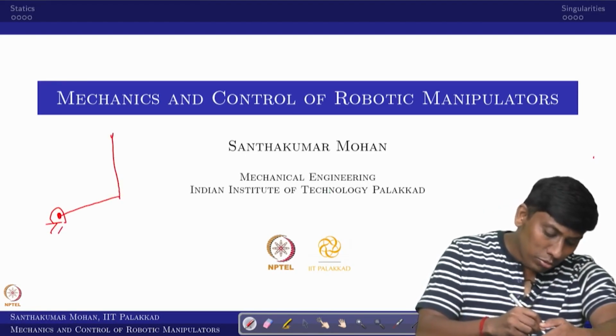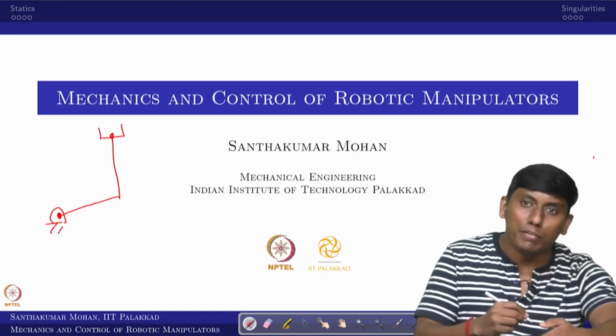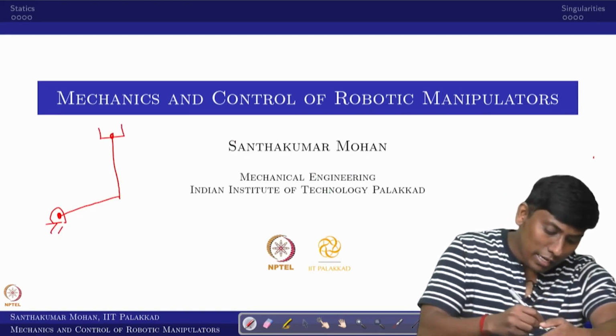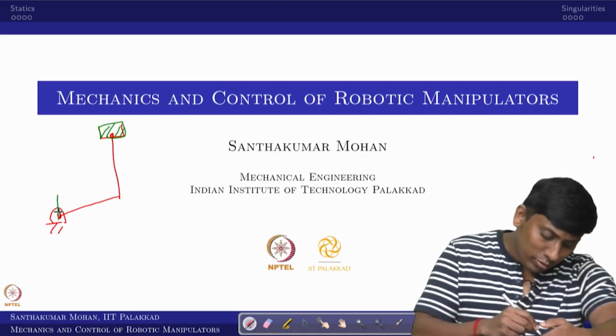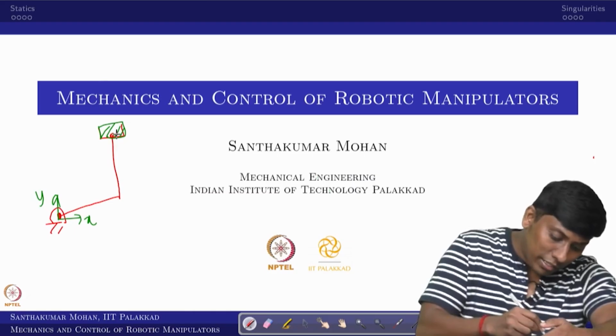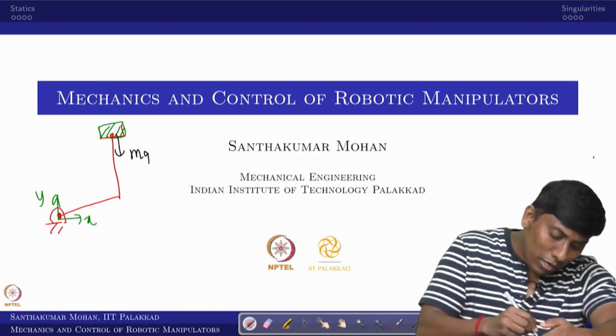This 2R serial manipulator has an end effector. This end effector is carrying a load, which I assume is a mass. So there is y and x, and this has gravity, so it is pulling down.